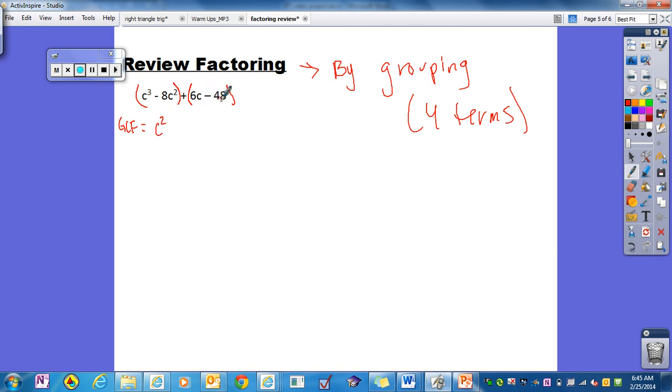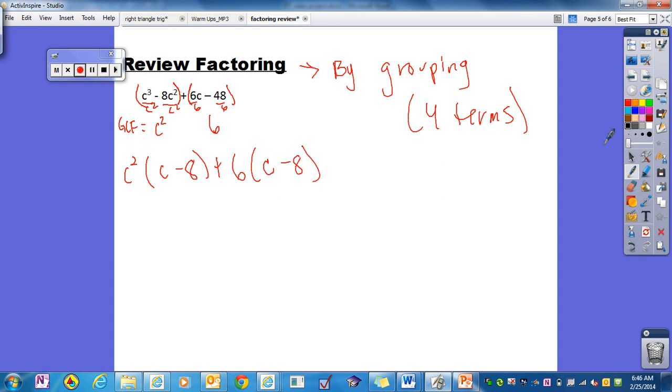The GCF here is going to be 6. So in this first one, we're going to take out a c squared, and when you take out a c squared, you're left with c minus 8. Now plus, bring down the GCF from the second one, and then you take out this 6. 6 divided by 6 leaves you with c, and then 48 divided by 6 leaves you with minus 8.